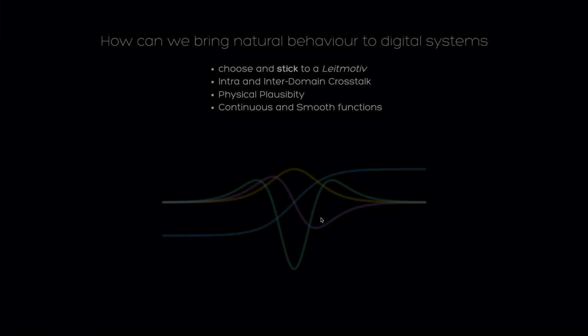We need to limit ourselves to physically plausible functions. Nowadays in digital images, we can do whatever we like. We can come up with any type of expression or function or algorithm, and we can add it to an image. But only a very, very small subset of those functions produce natural behavior.